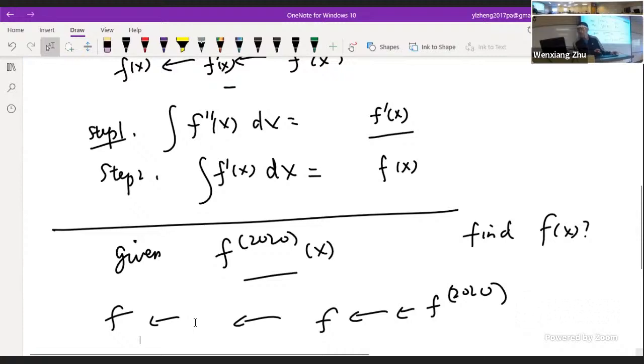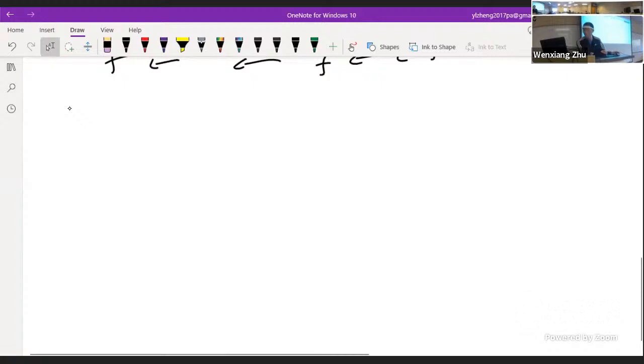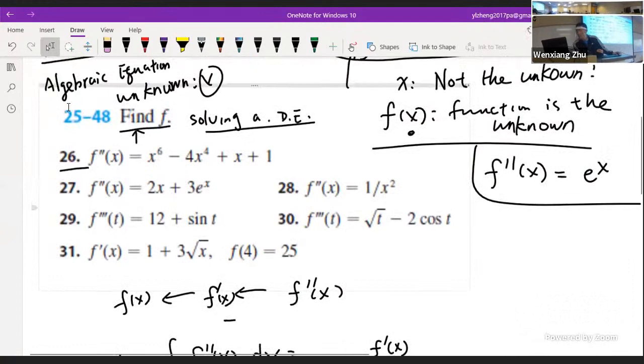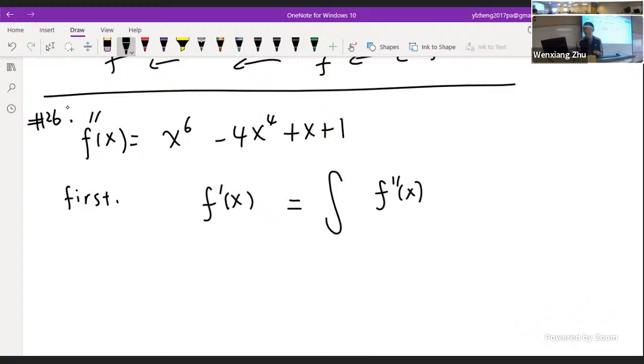So next, once you understand this procedure, let's try to solve this. The second order derivative is x to the sixth minus 4x to the fourth plus x plus 1, right? The idea to solve this is, first, I want to find the parent, the first order derivative. By definition, the parent means you do the antiderivative. So I'm doing the antiderivative of x to the sixth minus 4x to the fourth plus x plus 1.